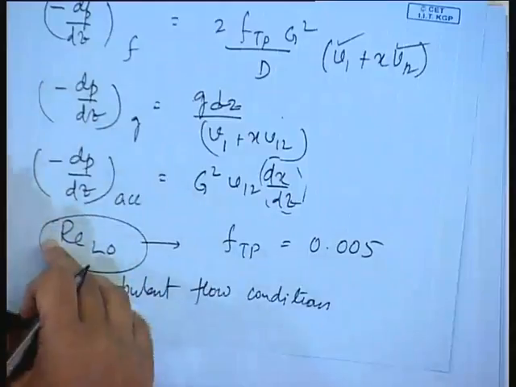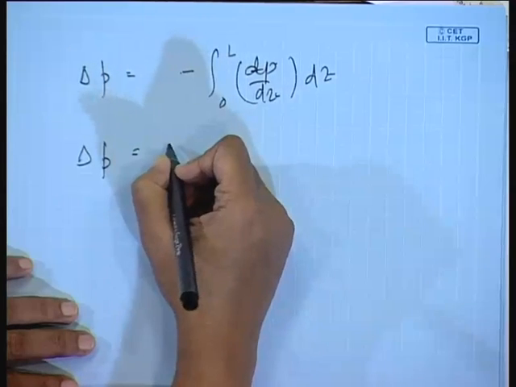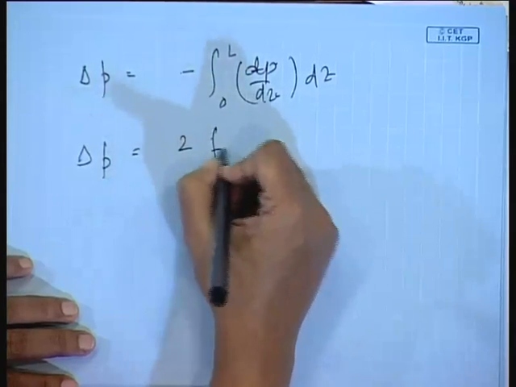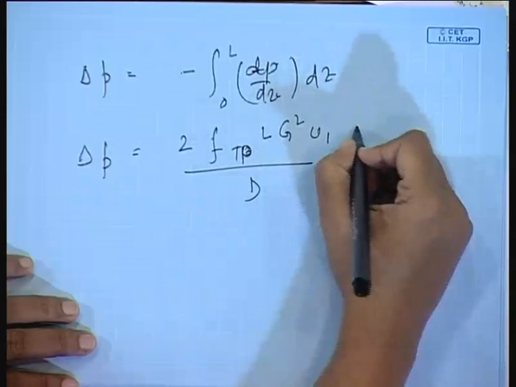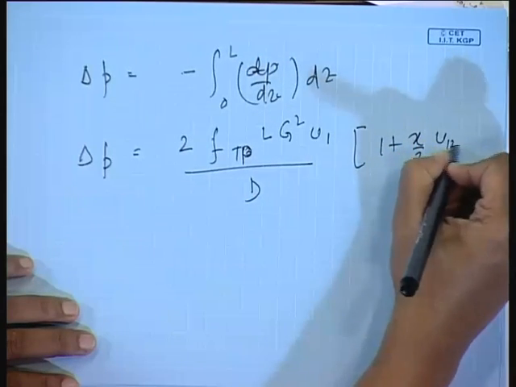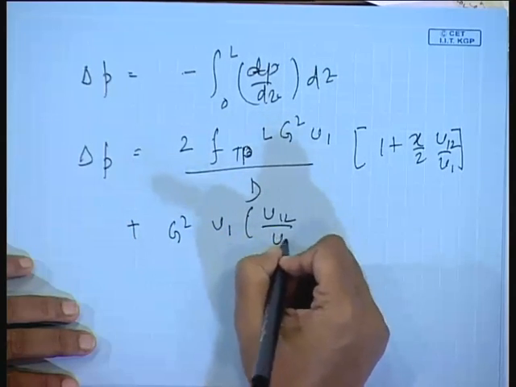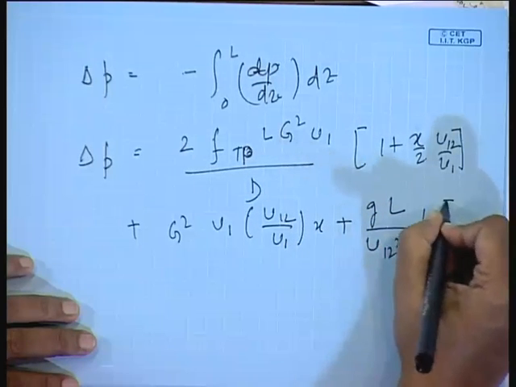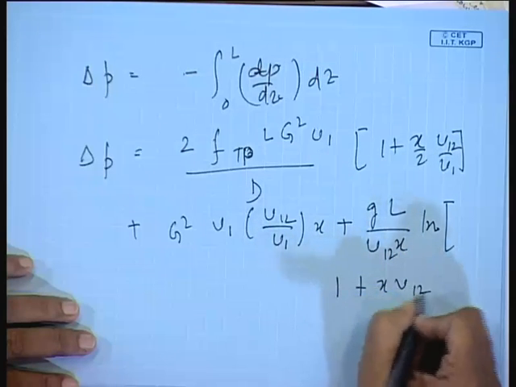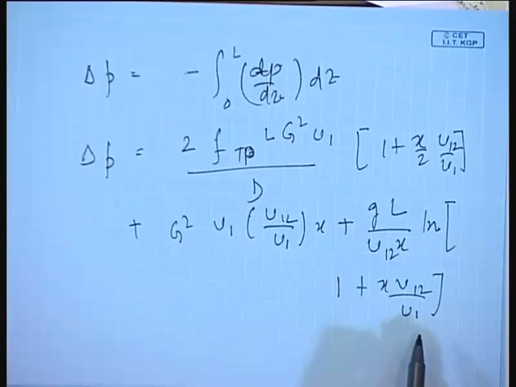You can find out the c from heat balance equations. Okay? And so, therefore, if you substitute these and if you perform this particular integration, more or less the expression which you are supposed to expect is 2 f_TP. You please do it and you see whether you have got it or not. The final expression which you are expected to get is something of this sort: v12 by v1 into x plus G l by v12 x ln, write it down here, (1 plus x v12 by v1). Just see whether you get this particular expression or not. Okay, so this is your home assignment. Do it and let's see whether you get it or not.